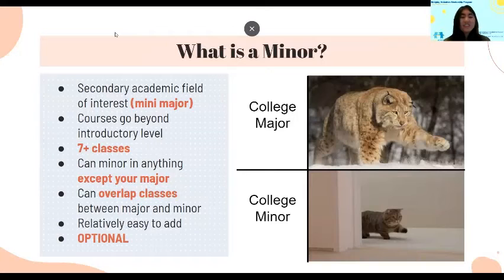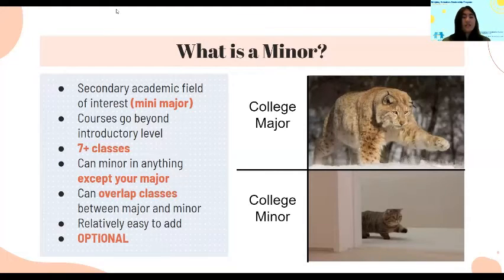Okay, so now I'm going to talk about what a minor is. So you can think of your minor as kind of like a mini major. It's a secondary subject that you want to study, and the courses will go beyond the introductory level in about 7 classes or so. Many majors in college are also offered as minors, although some minors are only offered as minors. You can minor in anything except for your major, and sometimes you can take classes that will count towards both your major and your minor.